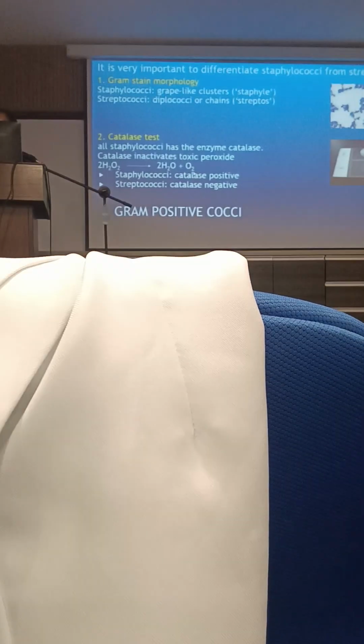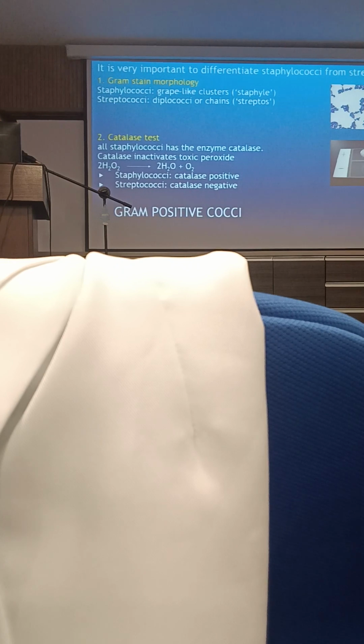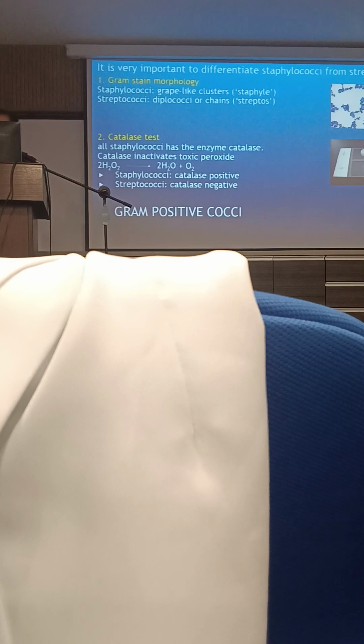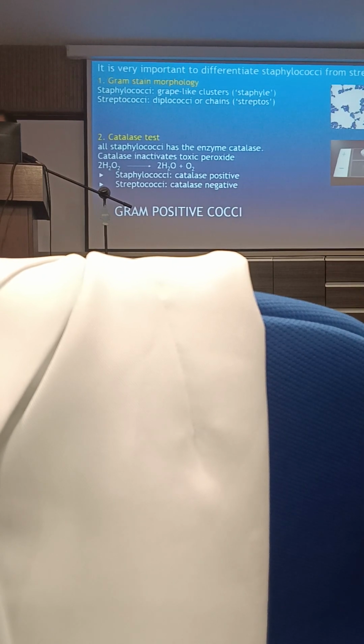Water and oxygen. So in the catalase test, how it's performed is that a slide is taken, a colony of bacteria is placed on it, emulsified or not, and then you put a drop or two of hydrogen peroxide and you see what? Bubbles will form. Bubbles will be forming. You can do this in your next practical.